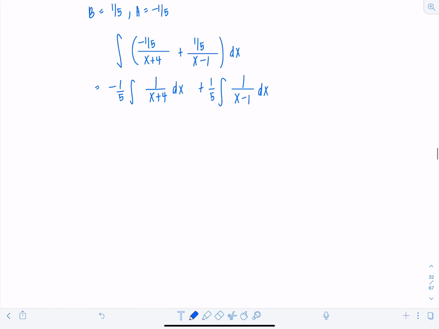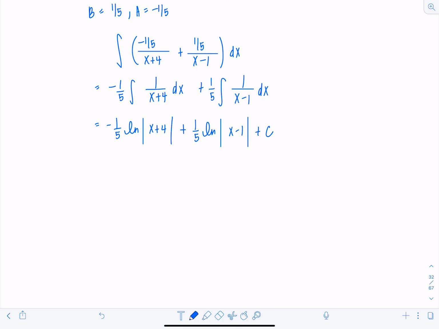All right, and then each of these antiderivatives is going to be natural log of the absolute value. First one's going to be x plus 4, plus, then I have 1/5 natural log absolute value x minus 1 plus c.